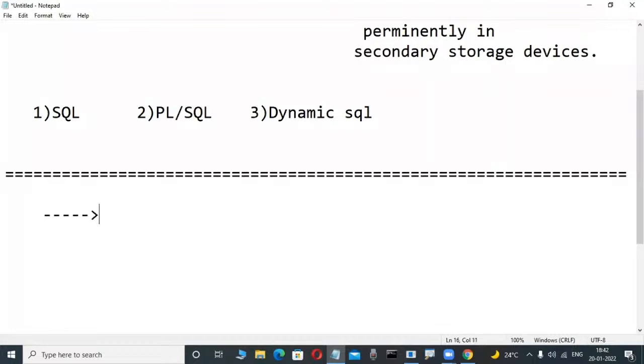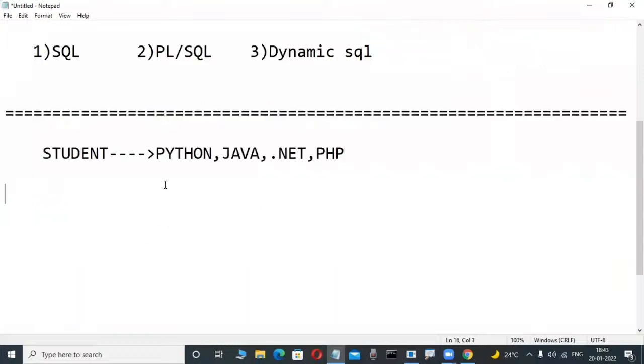First, from the student point of view. Many students are learning courses in front end. Nowadays they are learning Python, Java, .NET, ASP.NET, PHP, these types of front-end, web-based applications. These persons are web-based application programmers. Web-based is also possible in Java or Python.